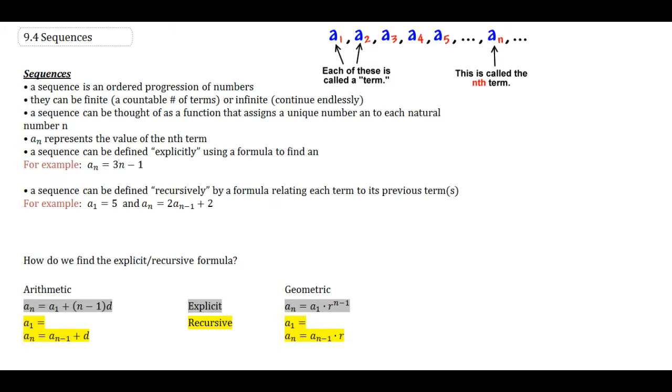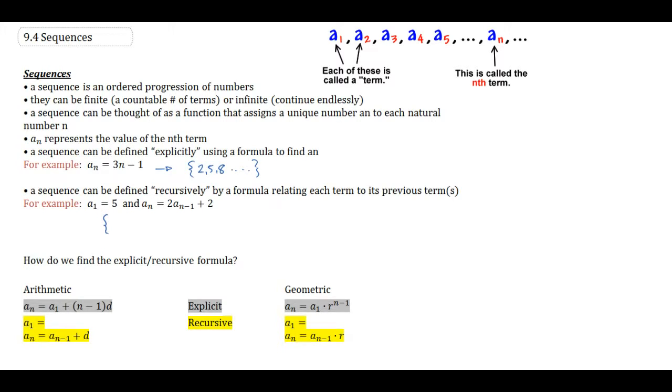Like right in the middle here, you see a sequence can be defined explicitly. It means this. See this equation right here? If you plug in the natural numbers, 1, 2, 3, 4, you could build the sequence. So if I plug in 1, I get 3 minus 1, so that's 2. If I plug in then 2, the next number, I would get 6 minus 1 is 5. And then I could plug in 3 and get 9 minus 1 is 8, and so on and so on and so on.